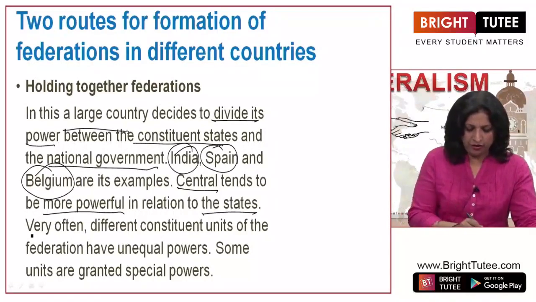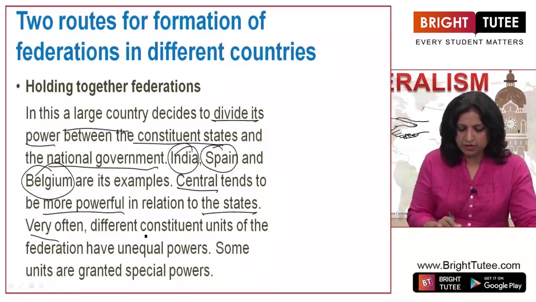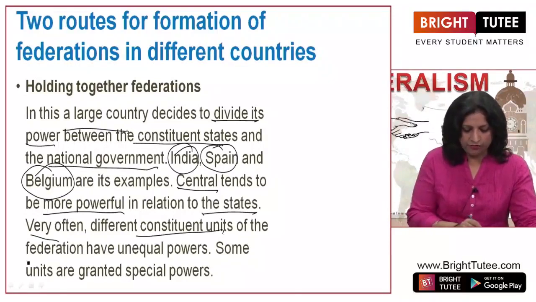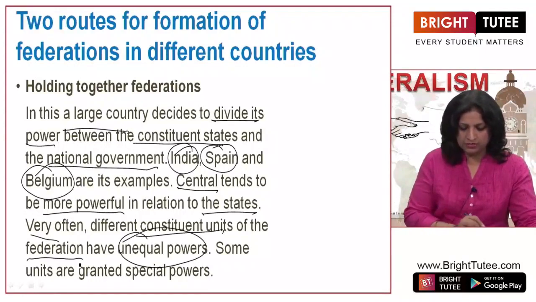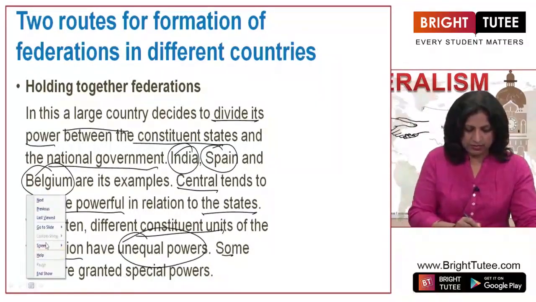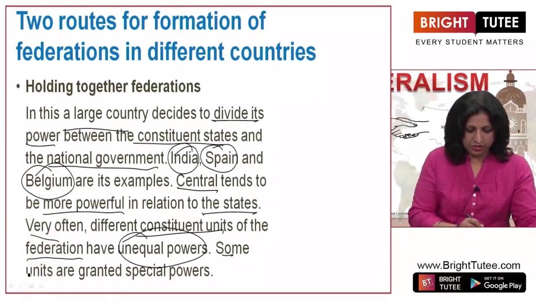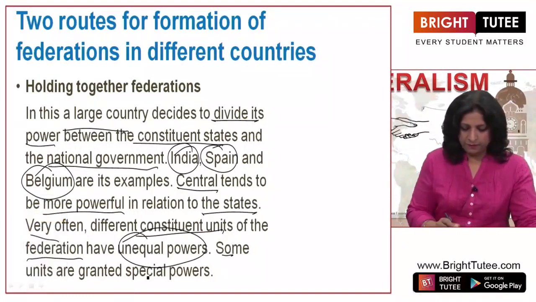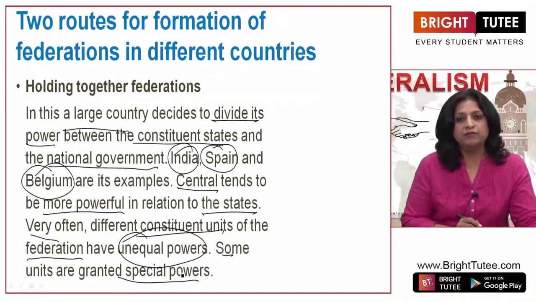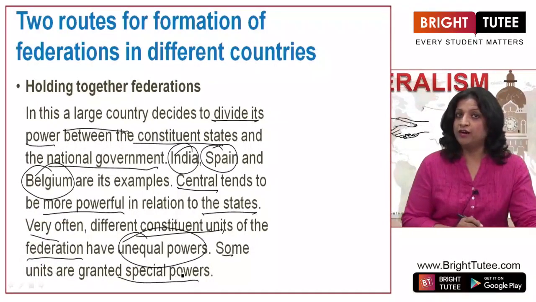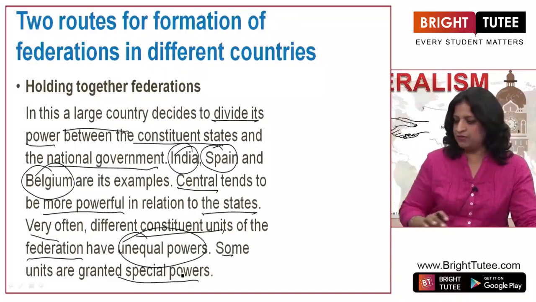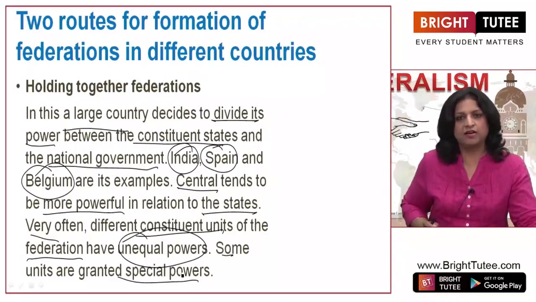And very often, some constituent units of the federation have unequal powers, and some units are granted special powers. Okay, like Jammu and Kashmir, which had its own constitution under Article 370. Yes, I'll explain that a little later when we discuss how it is practiced in our country.